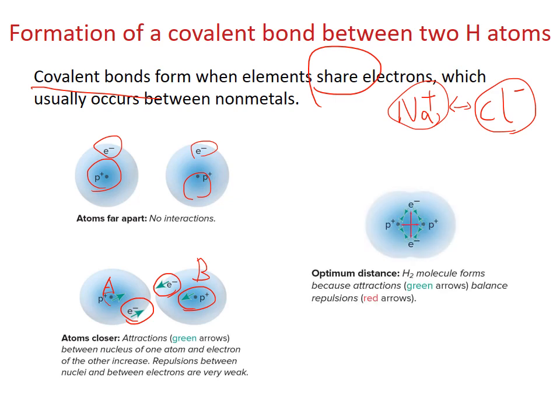And the optimum distance is obtained when the attraction force between proton-electron balances the repulsion force between proton-proton and electron-electron. And when the optimum distance is obtained, the two electrons now are shared between A and B. And this kind of bonding is called covalent bonds.